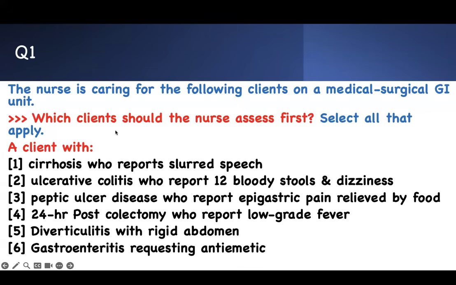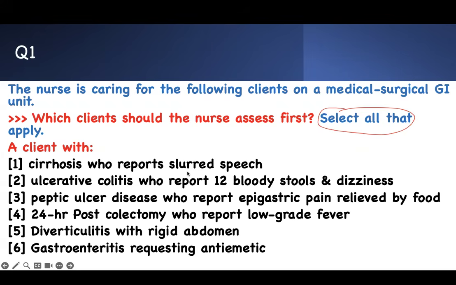But what did I do? I make it select or apply. That means you can compare, look at each question separately, and think about whether that patient needs your second. That's all. How do you read it? Go for the key things, what is happening, not the initial problem, not the initial diagnosis. So, a nurse is caring for the following clients on a medical surgical unit. Which client should the nurse assess first? This is a select or apply, so you can compare, but take each individual case as a unit.